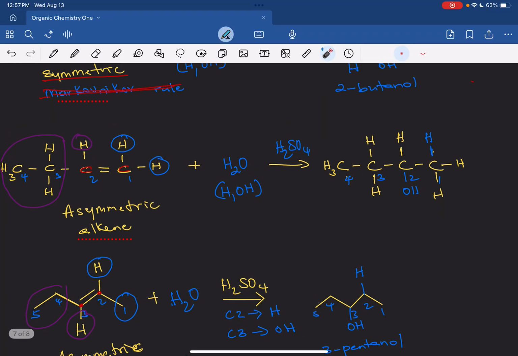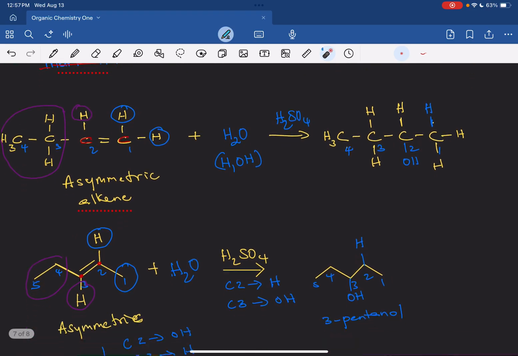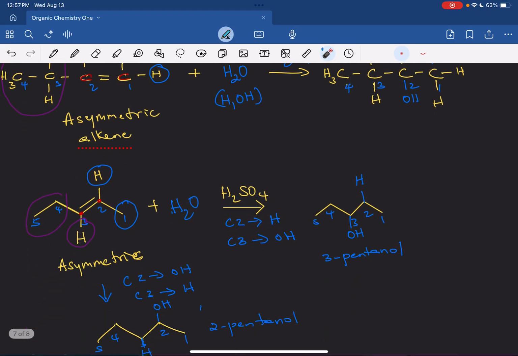So for alkene reactions, look out for symmetric, asymmetric, and if it's asymmetric, with the same number of hydrogens. Remember, the reaction follows Markovnikov's rule. Don't complicate it. You're breaking the double bond, adding hydrogen and OH. And just remember the guy's rule.